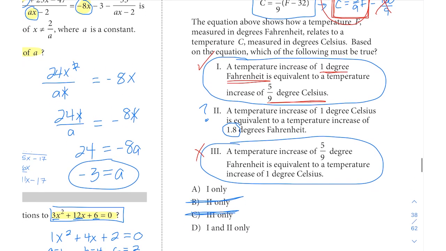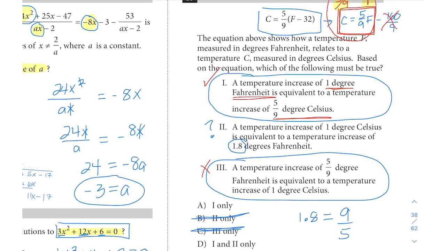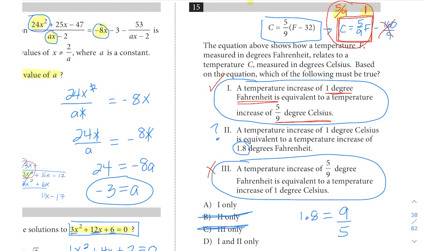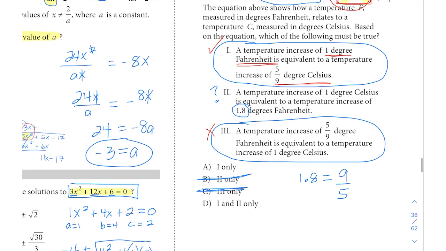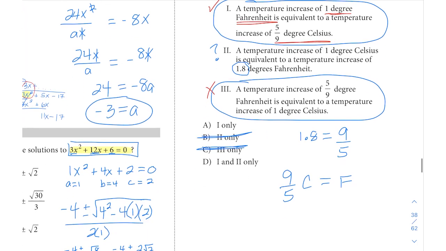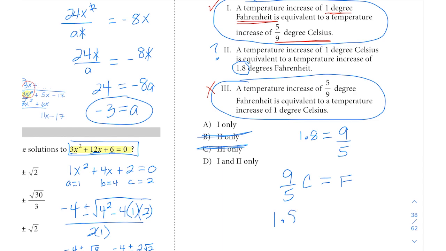Because here, 1.8 is actually, as a fraction, going to be 9/5. That's where the 1.8 comes from. It's really just the reciprocal of that coefficient that they gave us in our equation at the top. So let's see how that relationship might hold up. C is equal to 5/9 F. We already said that when we drew that conclusion up here. Well, let's check out the reciprocal. If you multiplied by the reciprocal, you would have 9/5 C equals F. Or another way of saying that is 1.8 C equals F.